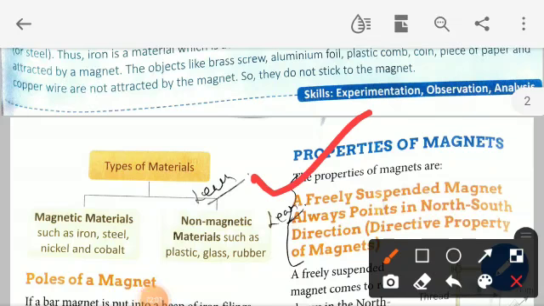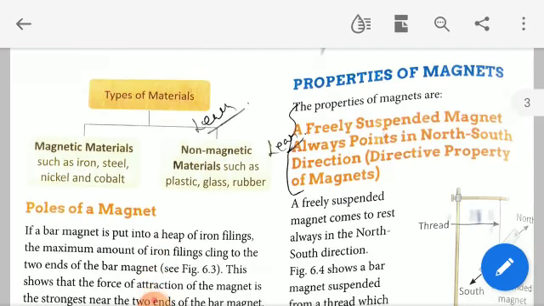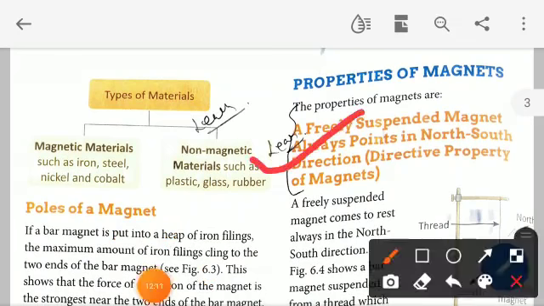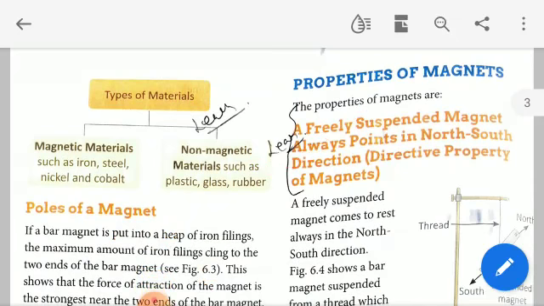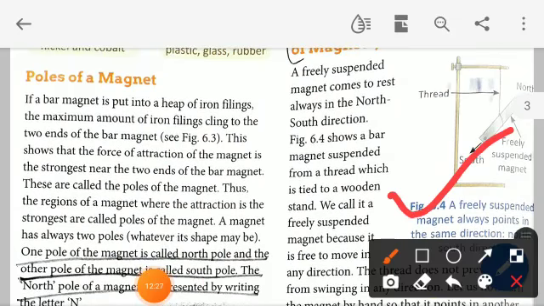The properties of the magnet are: a freely suspended magnet always points in the north-south direction. This is the directive property of a magnet. As I told you earlier, if we hang a magnet with the help of a thread, then it always rests in the north-south direction, as you can see in figure 6.4 in your book.